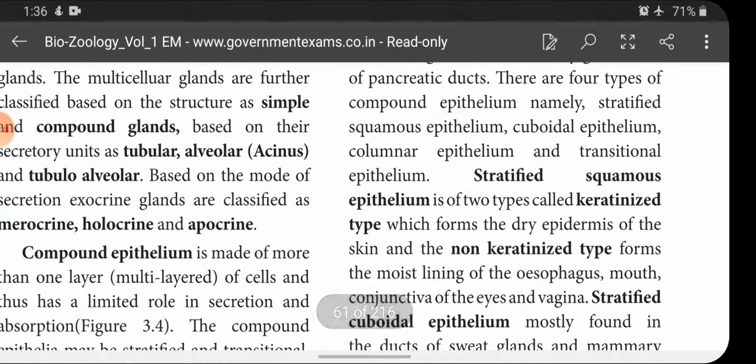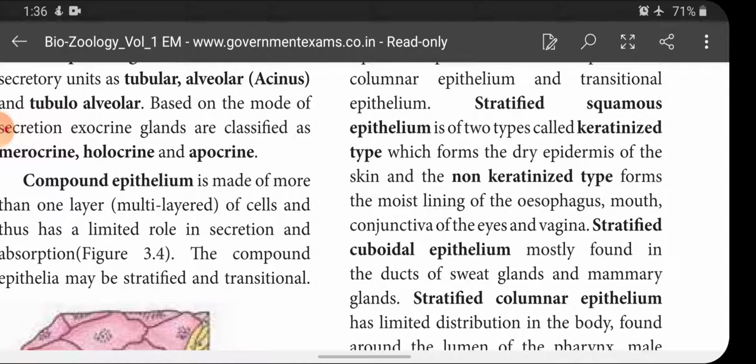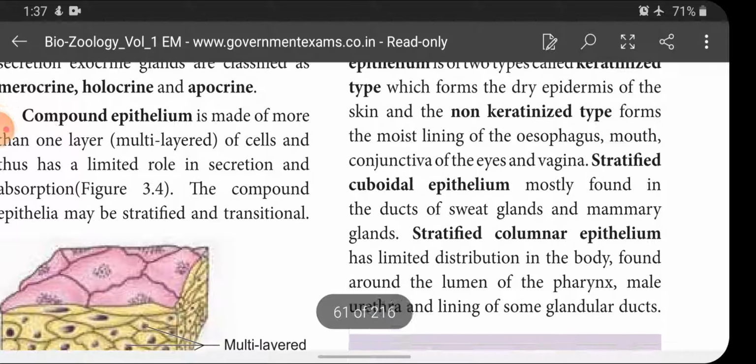Stratified squamous epithelium is of two types. One is the keratinized type, which forms the dry epidermis of the skin, and the non-keratinized type forms the moist lining of the esophagus, mouth, conjunctiva of the eyes and vagina. Stratified cuboidal epithelium is mostly found in the ducts of sweat glands and mammary glands.